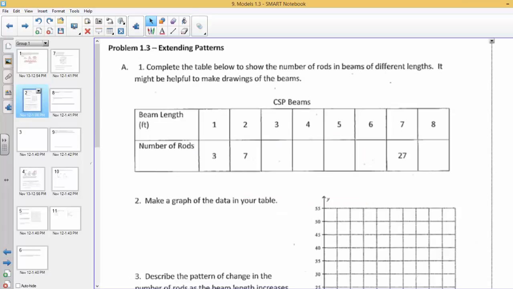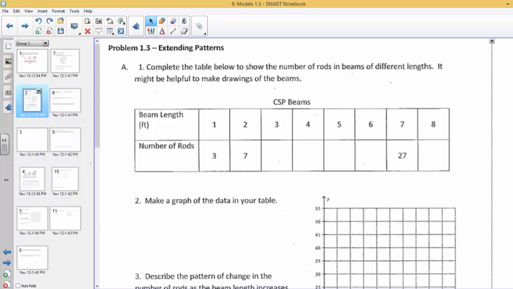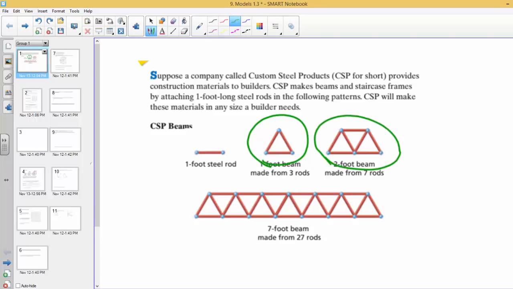right here for the different lengths, how many rods are needed for each of the different beam lengths. So for 1 through 8. So let's go ahead and look and see what this will be. So a beam of 1 foot would have 3 rods. So this 1-foot beam right here has 3 rods. Then a 2-foot beam is going to have 7 rods. 1, 2, 3, 4, 5, 6, 7.